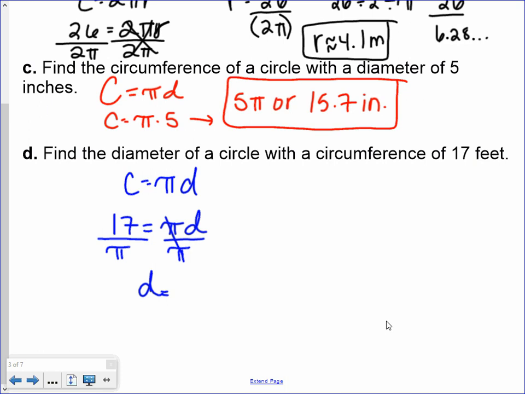Andrew says 5.4. I got 5.411268065. So everyone type it in. Make sure you're getting that decimal, because if you're not, we got a problem. 5.4-ish. So always pay attention to whether or not they're asking or giving you the radius or the diameter. You can find either one based on what you have, but like if they wanted the radius, I could just take that and cut it in half at this point.